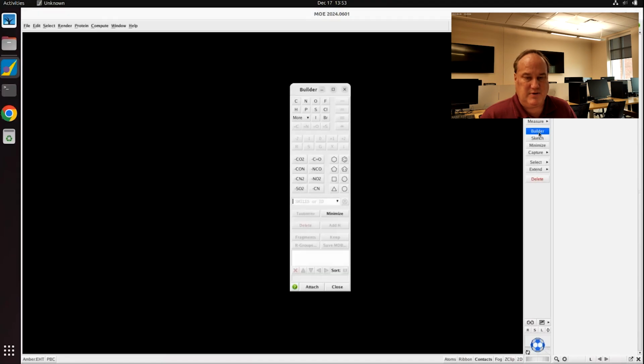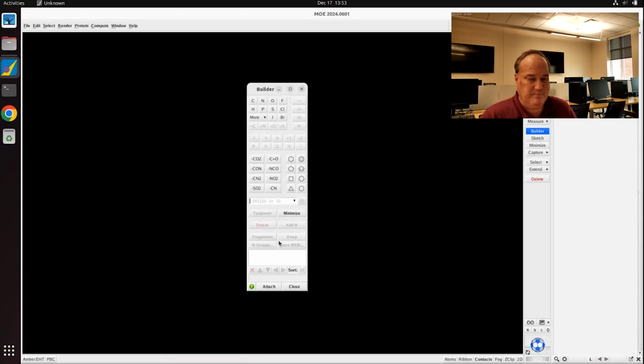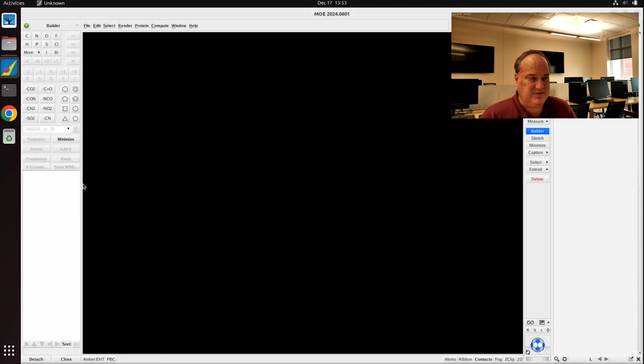So we can click on the builder right here. This is the builder tab. I like to attach it to the side, because if you don't do that, then if you're flipping between the center screen and the right side, it'll put the builder behind the molecule and you have to move it out of the way. So I like to attach it right to the side here.